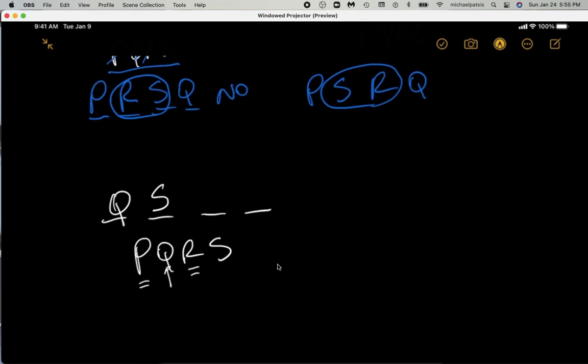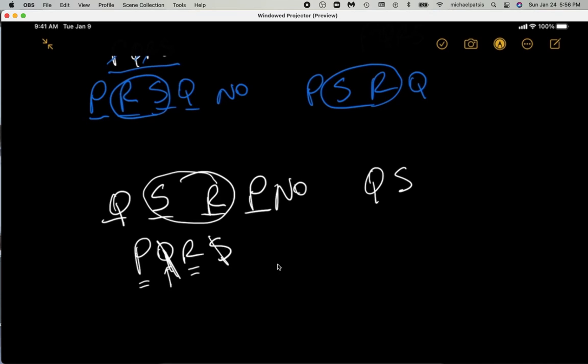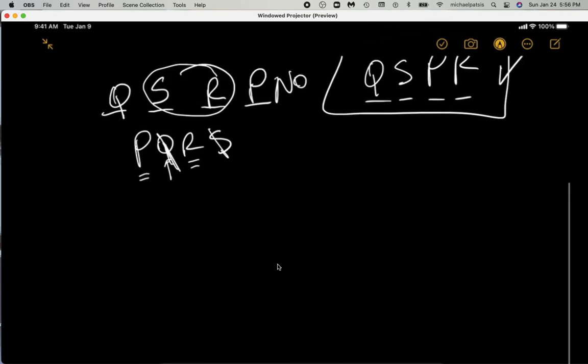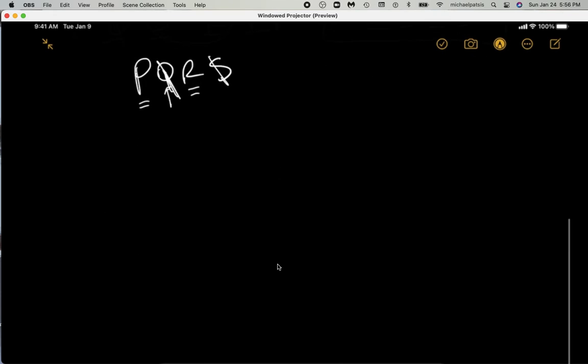All right, so there's two possibilities after we cancel off Q and S. We have R and P. Does that work? No, because you have S and R. That's a no. Or you have Q, S, P, R. And that does work. Okay, so that's the first one that we got that fits.